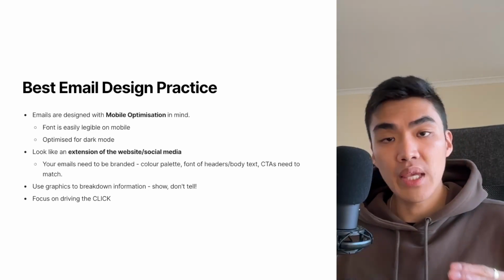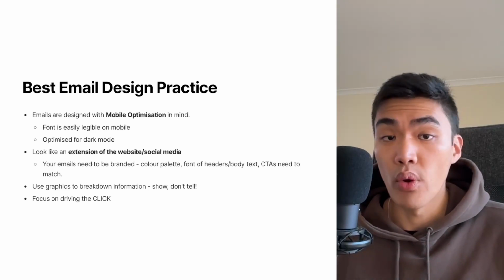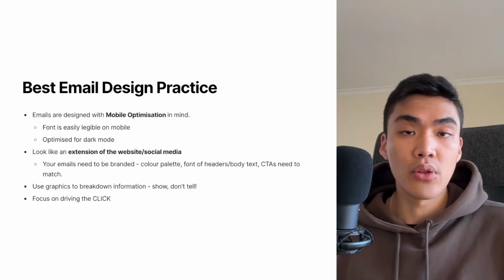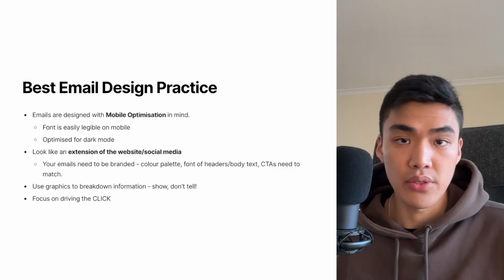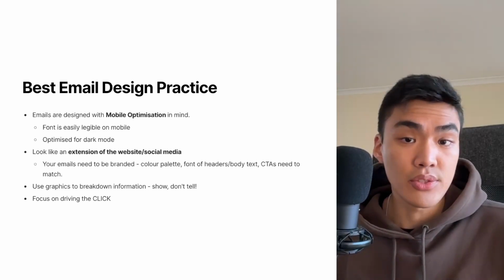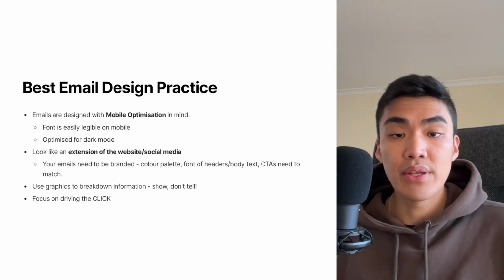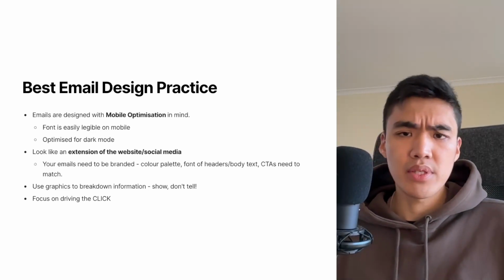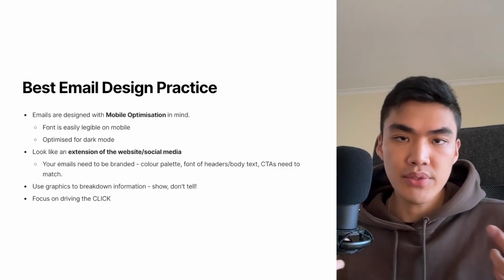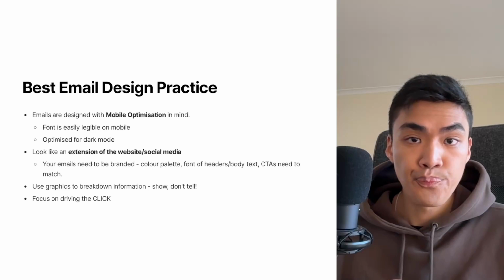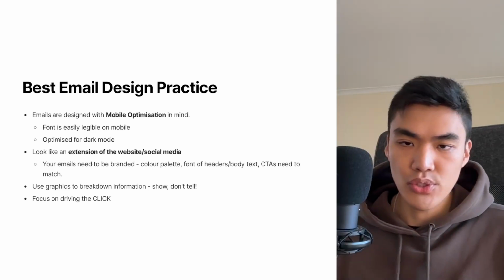The next, your emails need to look like an extension of your website or your social media. So that means your emails need to be branded, right? They need to follow the same color palette as your website or your Instagram. They need to have the same font for your headers and body text as your website. And your CTAs need to match. What that means is if your CTAs on your website are rounded, then your emails need to have round CTAs. Or if they're super sharp and super rectangular and angular, then your emails need to match as well.